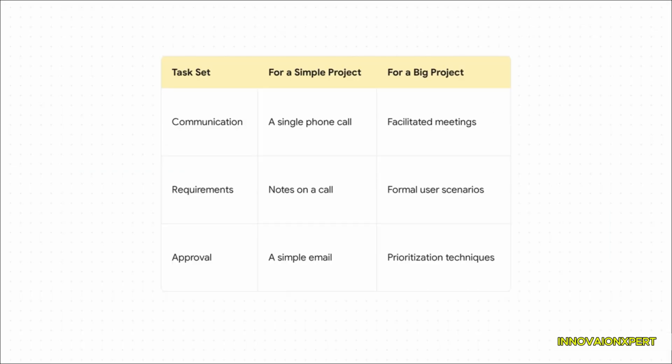But, and this is super important, how deep you go on each of these steps changes a lot, depending on how complex the project is. I mean, for a really simple app, communication might just be a quick phone call with the client. But for some huge, complex system, we're talking a whole series of formal meetings and super detailed user scenarios. The point is, the blueprint has to fit the building you're trying to construct. It's not one size fits all.